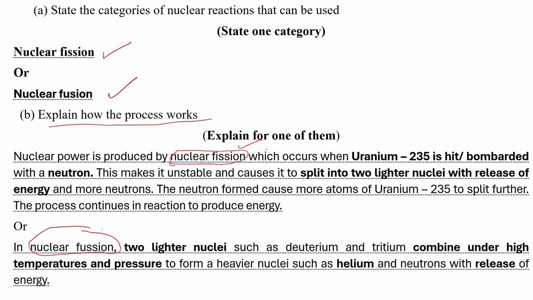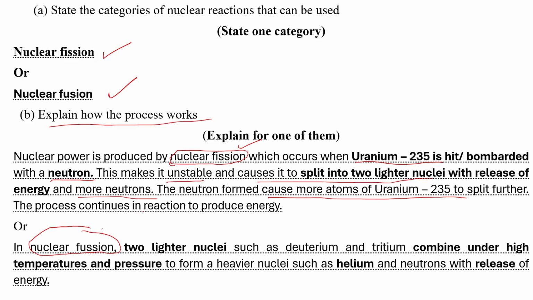How does fission occur? Uranium-235 or a heavy nucleus is bombarded with a neutron. As we said earlier, you can write the equation, but of course only the explanation is enough. This makes it unstable, causes it to split down into lighter nuclei such as barium and krypton, but you might not go into the details, which releases energy and more neutrons. We saw that. The neutron formed causes more atoms of uranium-235 to split down. We say this can go into a chain reaction.